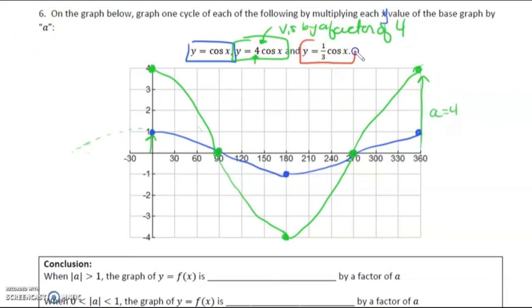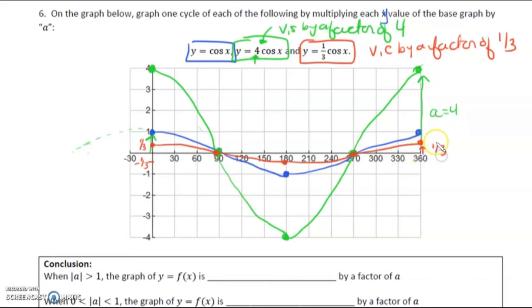Okay, and then y equals 1/3 cos x. This is a vertical compression by a factor of 1/3. So our hump is going to be 1/3. It's going to be really hard to connect this, but that's okay. This is 1/3. Well, negative 1/3. The zeros are at 0, and then that's 1/3. So this hump here is 1/3.